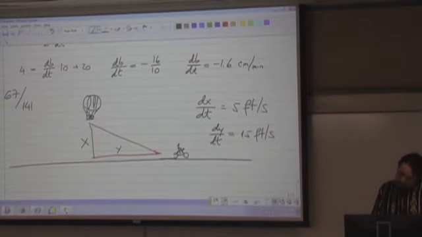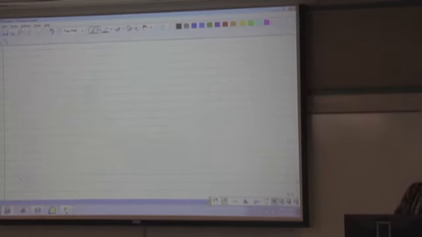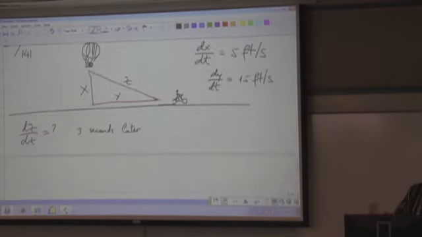How fast is the distance between the boy and the balloon increasing 3 seconds later? So if I name this z, the question is what is dz over dt, 3 seconds later. Right? So far so good? Okay, so now let's relate all the rates. z squared equals x squared plus y squared.